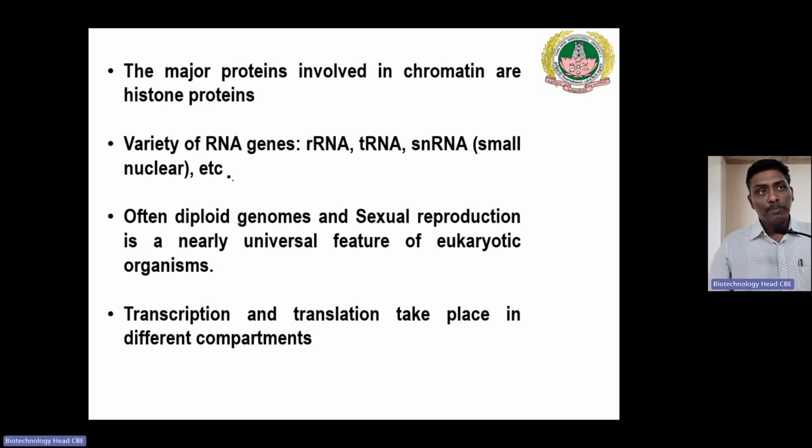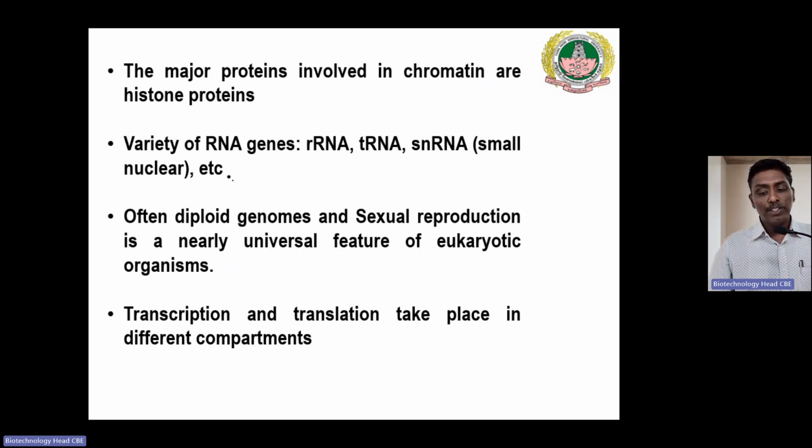The major proteins involved in the chromatin are histone proteins, otherwise called basic proteins. Normally in eukaryotic cells, the genome is joined together with basic proteins called histones. There are a variety of RNA genes, such as ribosomal RNA, transfer RNA, small nuclear RNA, etc., present in the eukaryotic genome.